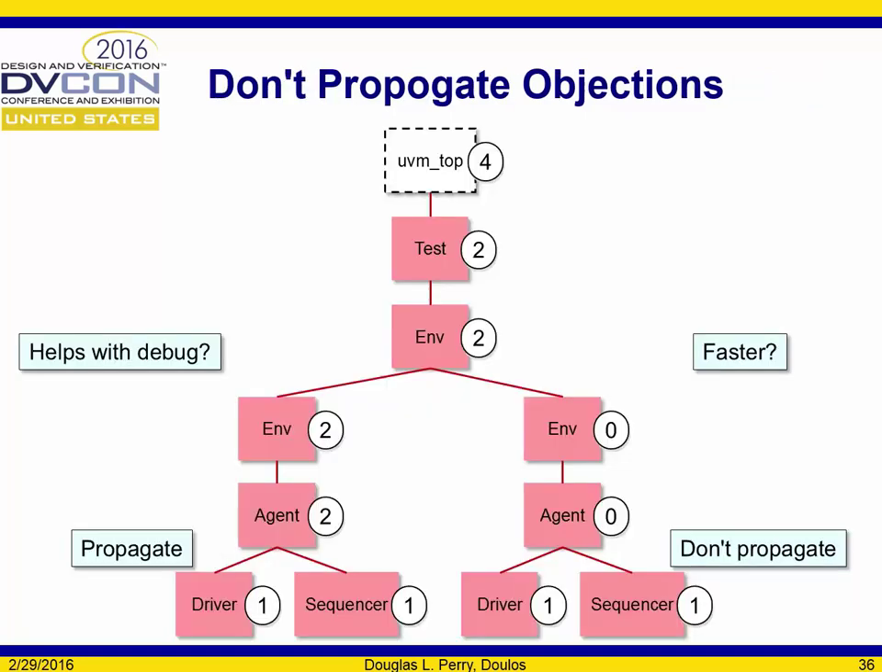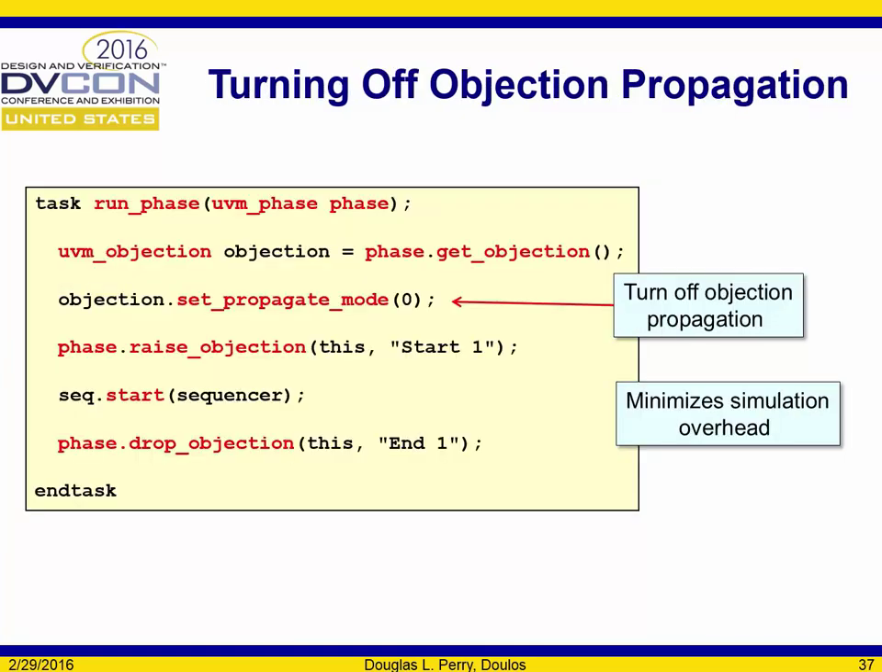The other thing is that the objection itself will propagate. Down here in this driver, we propagate the objections all the way to the top, which again causes a lot of simulation overhead. So what you can do is turn off propagation, so the objections remain down here. You do something like this, where you set the propagate mode to 0, and now the objections don't propagate up through. It saves you a lot of simulation time, maybe, and it should minimize the simulation overhead.